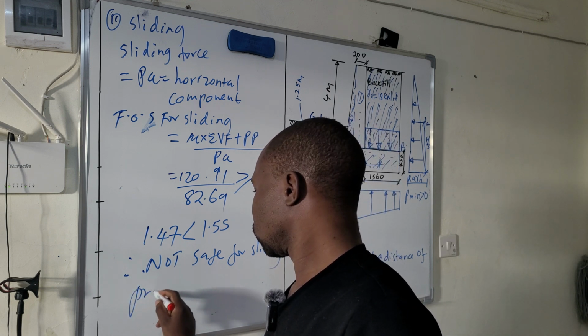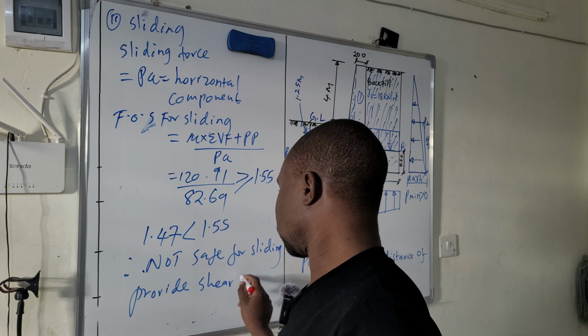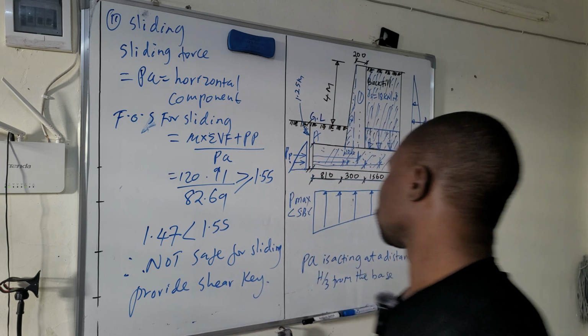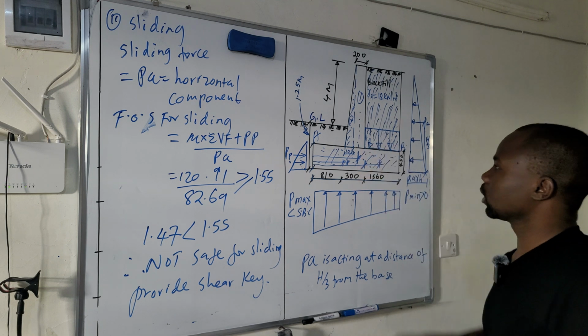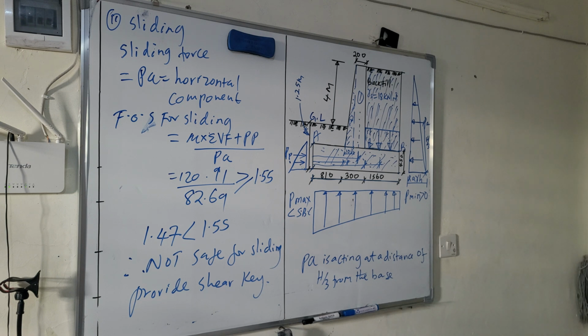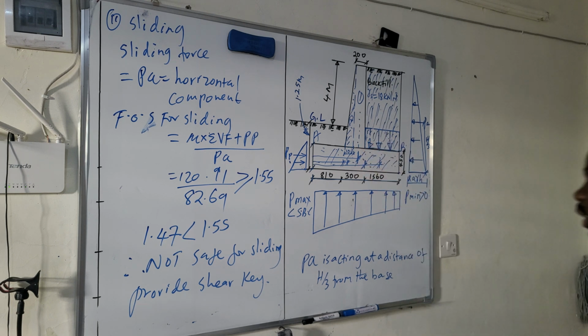Provide shear key. So you will provide the shear key. Again, you will come and design the dimension of the shear key. And then after designing and getting the dimension of the shear key, you will get the force as a result of the area of the shear key.